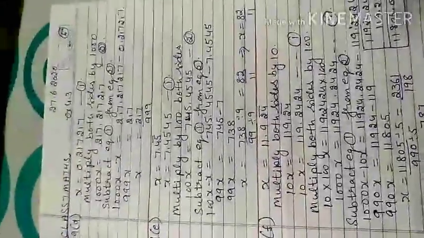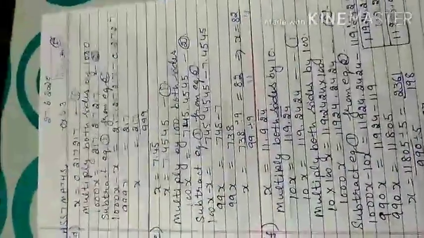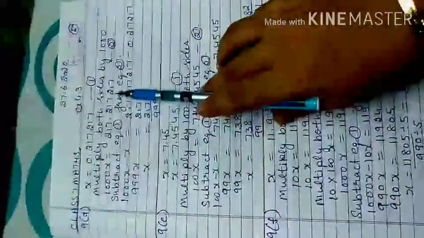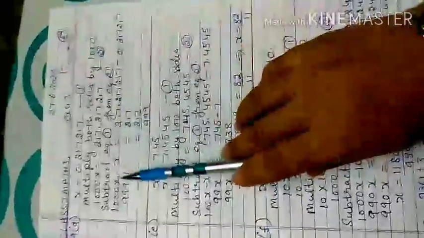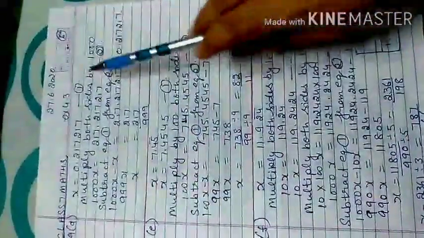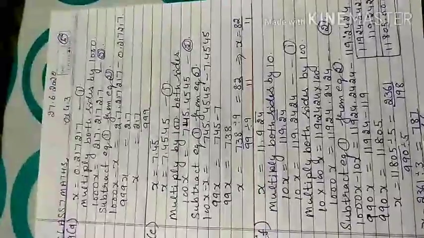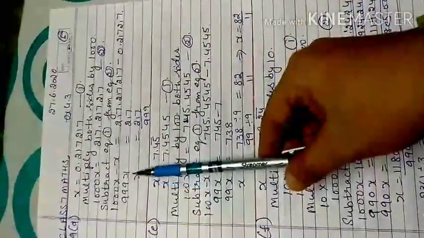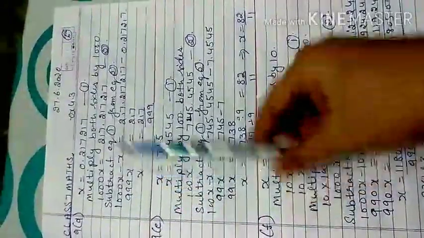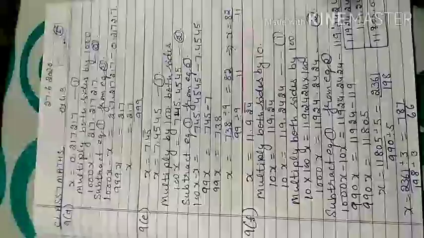Your ninth question, D part. Here 3 digits are repeated after the decimal, so I multiply both sides by 1000. 1000x is equal to 217.217. Now subtract equation 1 from equation 2. Subtract left side from left side, right side from right side. After the decimal, the same number in like decimal numbers will be 0, so only 217 is left. So 1000 minus 1 is 999x. So x is equal to 217 by 999.